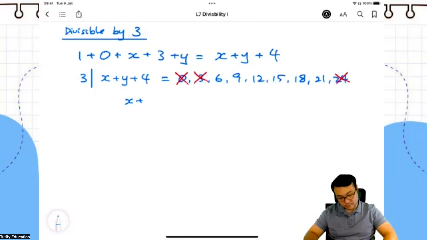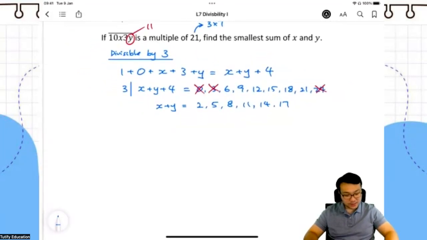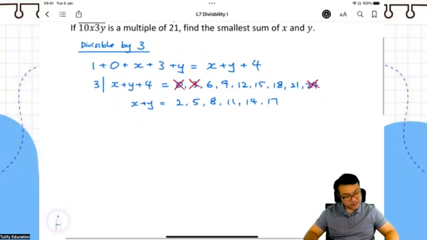2, 5, 8, 11, 14, and 17. Very good. You just need to minus 4. Yes, you are correct. Okay, now we have already determined that this number must be divisible by 3.